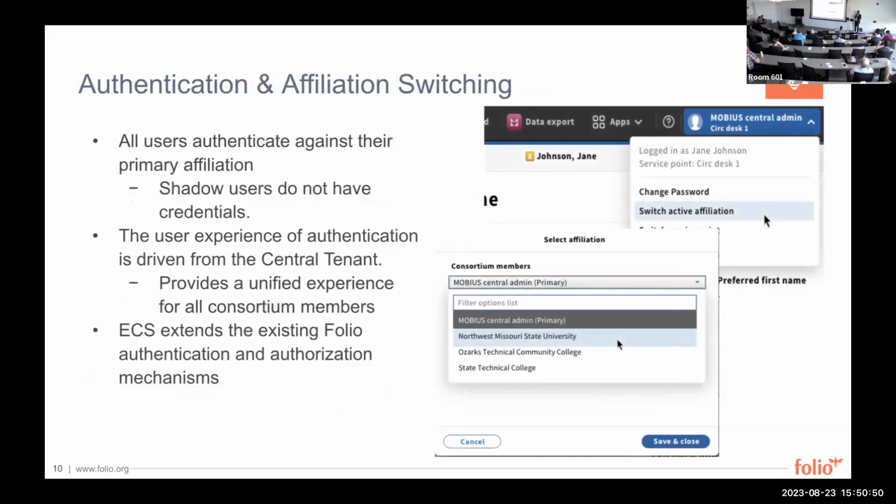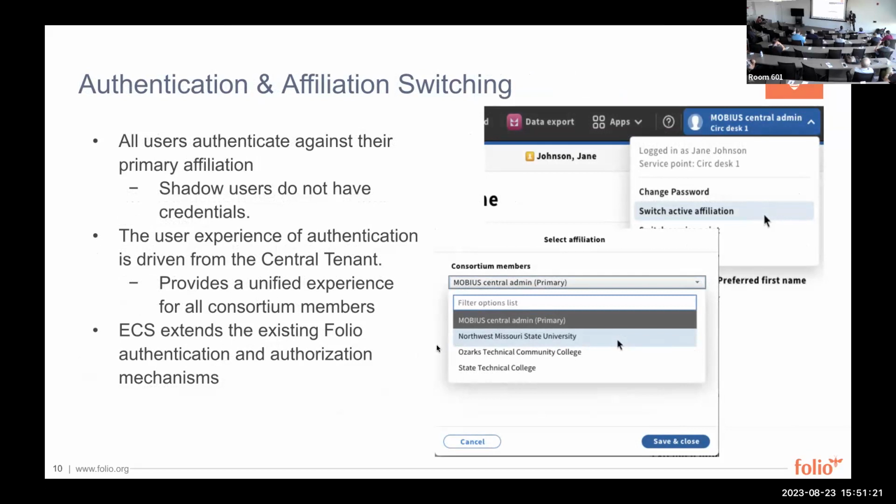Authentication and affiliation switching. All users authenticate against their primary affiliation, also known as their home tenant. That's where your credentials live. The shadow users do not have credentials, so you can't log in directly into them. You log in, and then you're able to switch affiliation with the drop-down. You click switch affiliation, and then you have a drop-down to be able to switch between the tenants that you have.